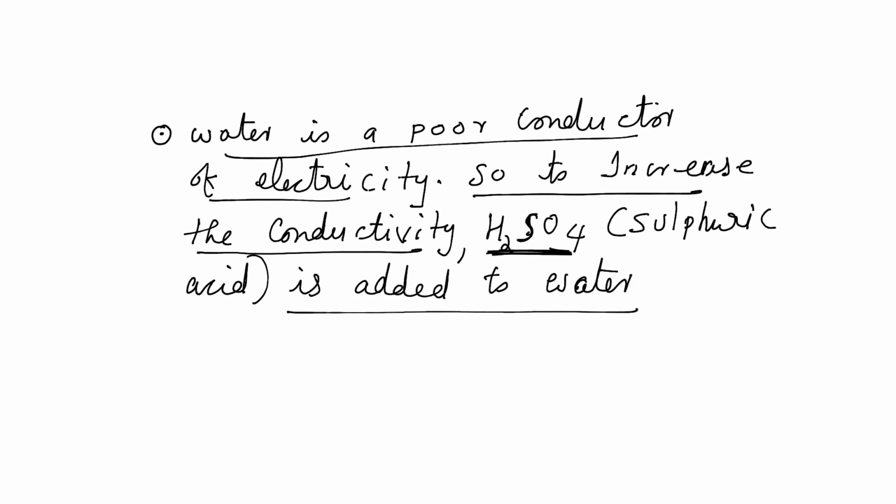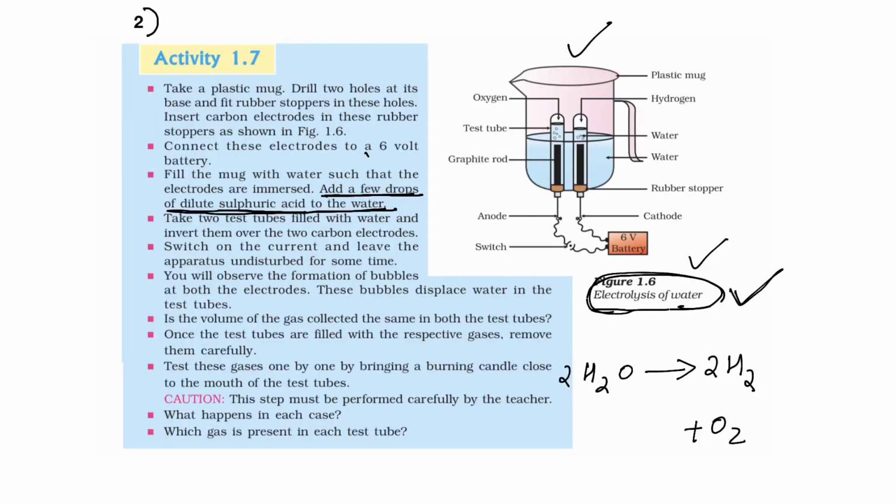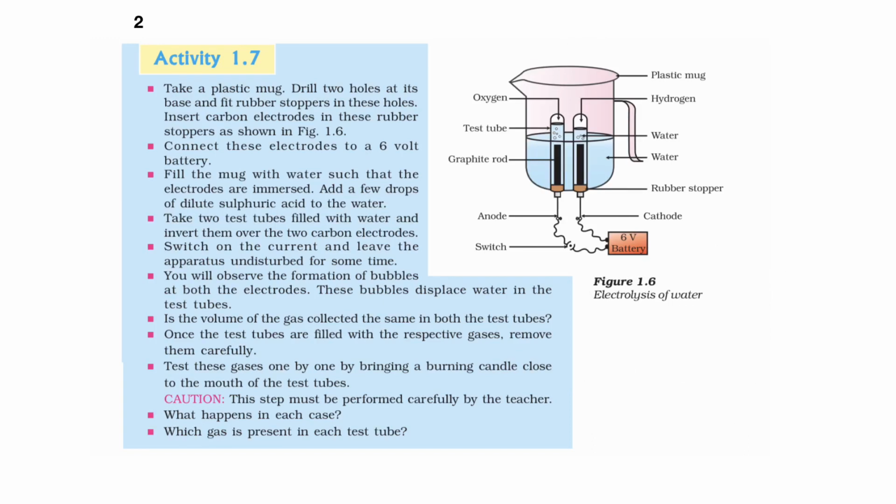Increasing conductivity is very important because here what we are doing is electrolysis of water. For that to happen, electricity is supposed to pass through the water, but water is a poor conductor. So to increase the conductivity of water, we add some sulfuric acid or some acid to the water. Hope you understand my point. We can check the next question.